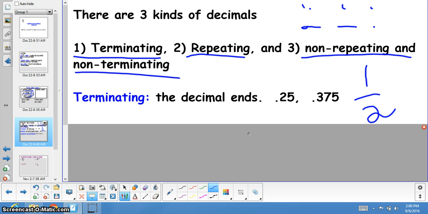So let's talk about terminating. The word terminating means to terminate, to stop, to end. That means the decimal just ends. For example, 0.25. Well, that can be written as 1/4. So here you have a fraction written as a decimal, and it terminates, it stops. Because it terminates, it is a rational number.